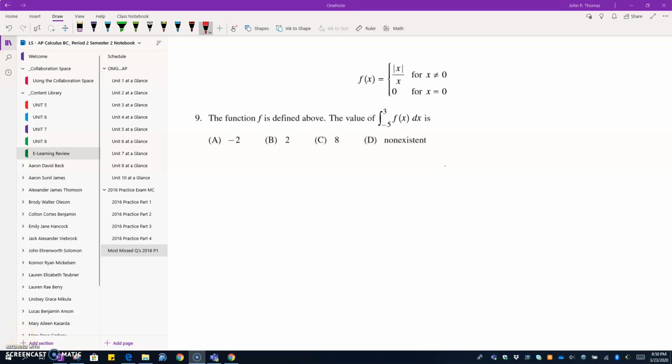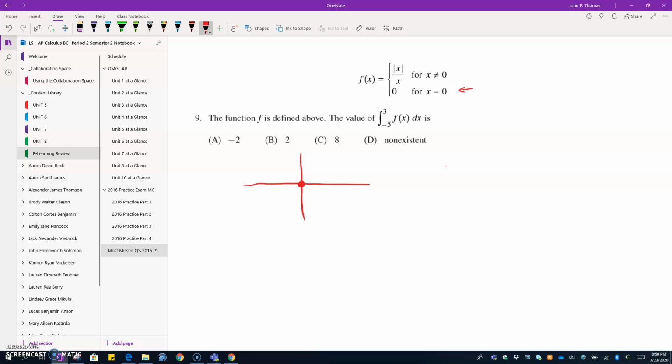Alright, so this is the next most missed question. This one gave us a function at the top, and it really came down to getting a good solid graph for this one. Alright, so first thing I'm going to do is go ahead. There's one fixed point, that's at (0, 0). We know that for sure from the second line of the piecewise function.